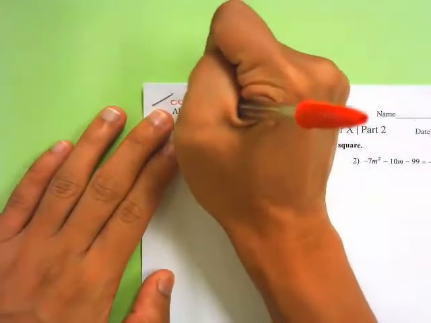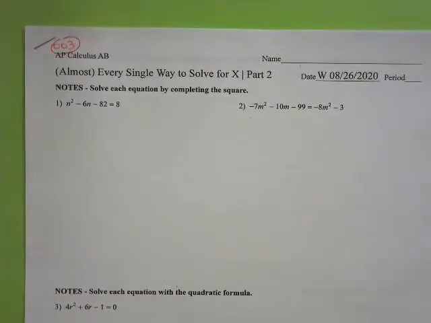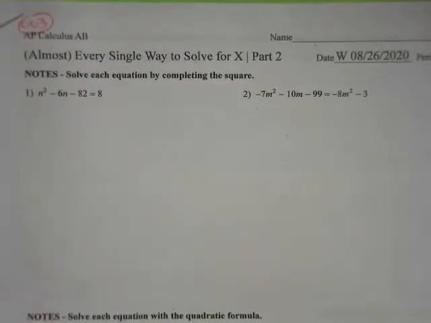So this is assignment number 3. Again, you don't have to add the 3 zeros. You can just put a 3 right over there. This is part 2 of every single way to solve for x, because we're going to need them eventually.